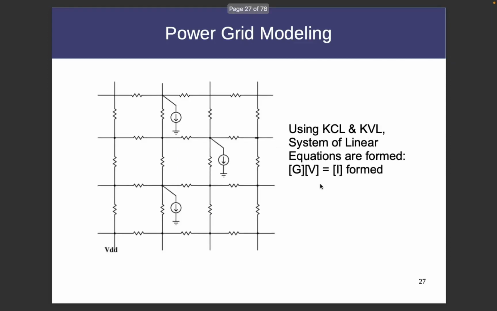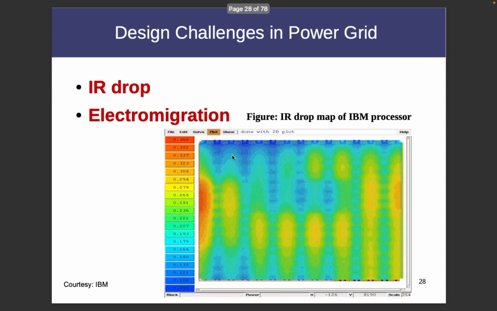Then for the functional blocks, we model each as a time-varying current source, and then it becomes a simple circuit, and we can solve it using KCL and KVL. But the challenge is when the number of transistors or functional blocks increases, it will have billions of nodes, and solving this circuit for billions of nodes is a huge task.